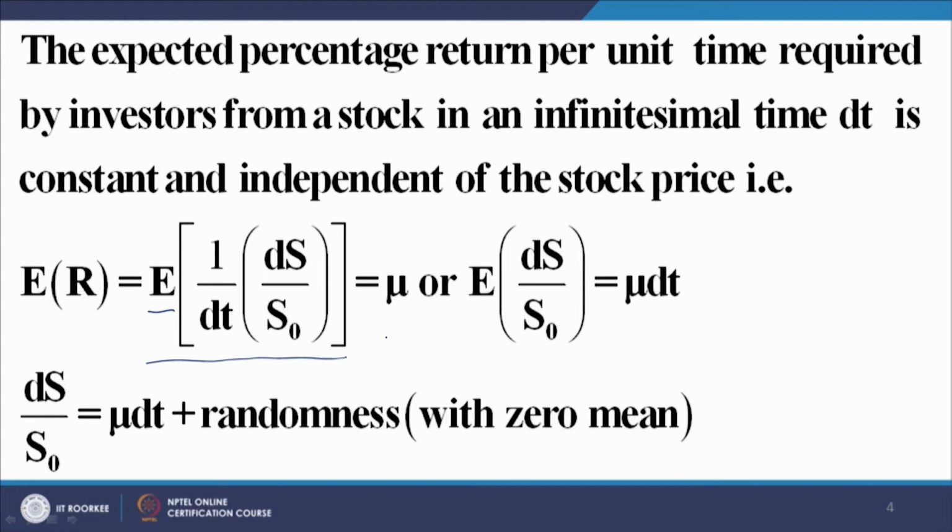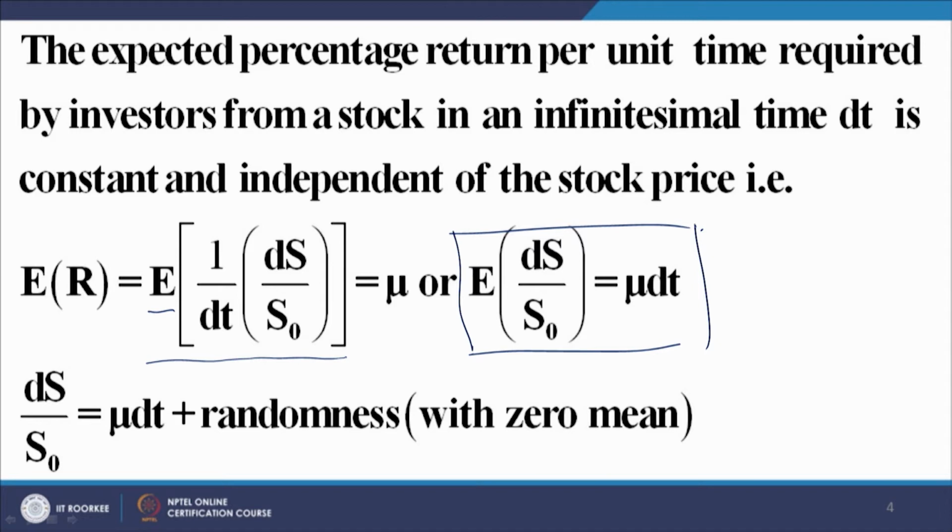So, this is independent of the stock price. This can be represented by a number, usually we call it mu. Usually we represent this expected return as mu, and therefore, by transposing dt to the right hand side, we can write the expected value of the percentage change in stock price as mu dt. It is the expression that we have in the box.